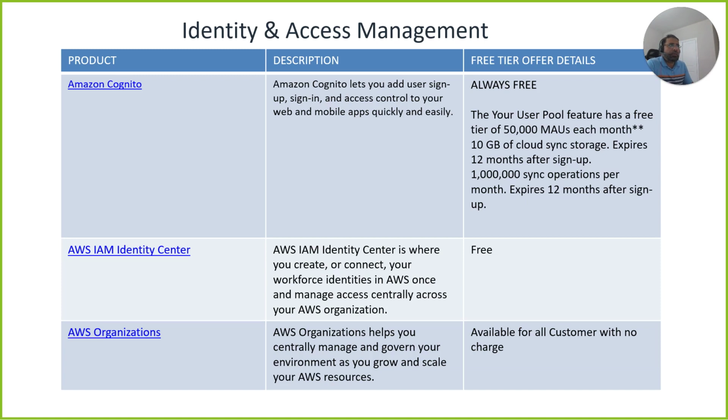So Amazon Cognito is one of the services like IAM, and it is part of the category of identity and access management. What Amazon Cognito does is let you add user sign up, sign in, and access control to web and mobile apps. So we are all aware of that.